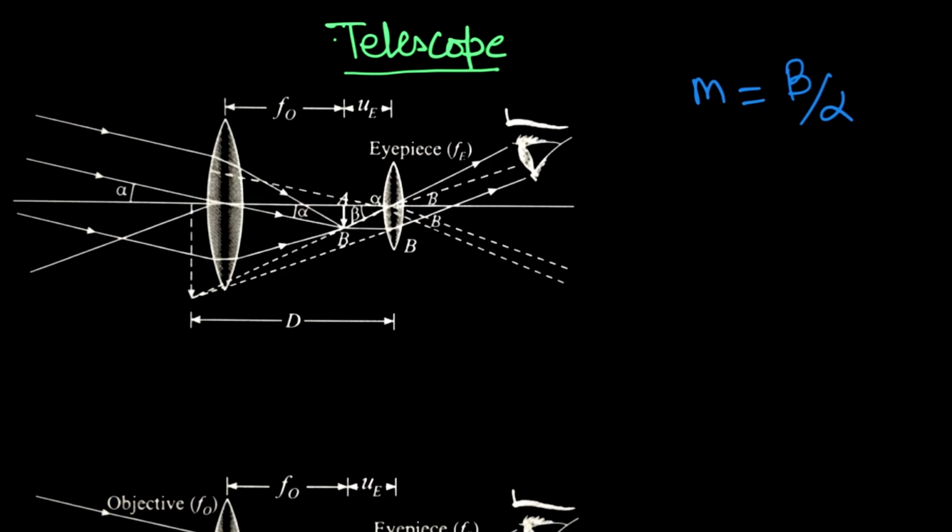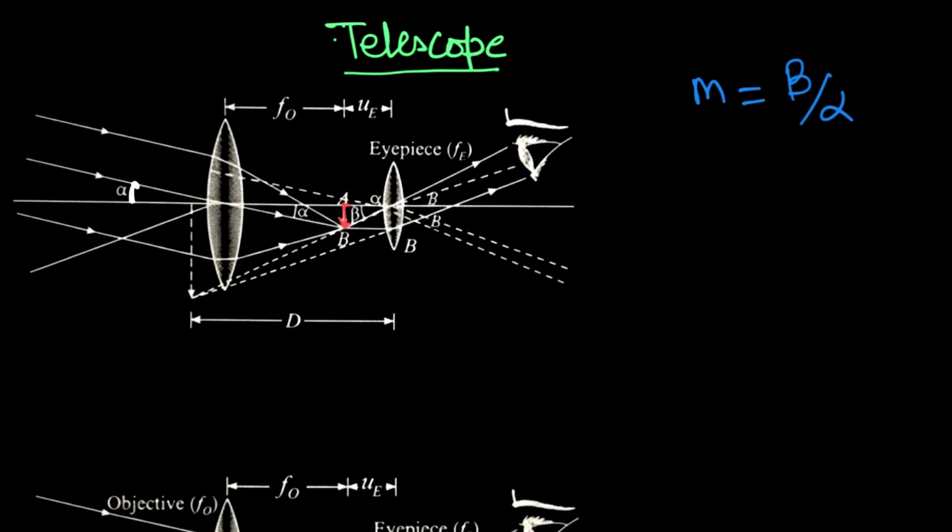What is beta? Beta is the angle made by the object when we are using a lens. And alpha is the angle made by the object when we are not using any lens. You can see on the left-hand side of the first lens there is no lens. It means alpha is the angle when we are not using any optical instrument, and beta is the angle when we are using an optical instrument. So this will be the magnification.